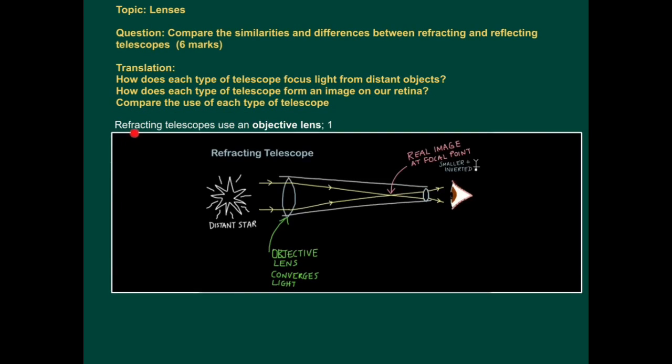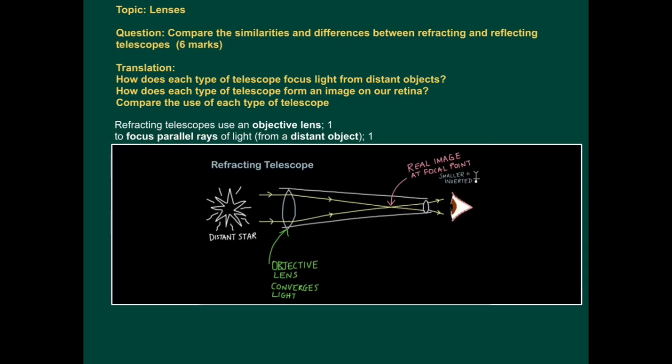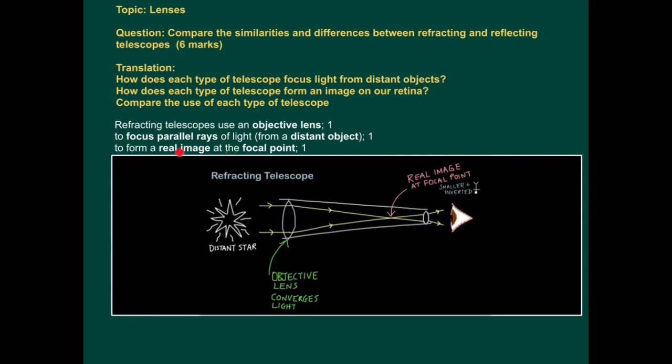So firstly, refracting telescopes use an objective lens to refract or focus light. So an objective lens will focus parallel rays of light, so rays of light coming in with an even spacing between them from distant objects. So parallel rays of light from distant objects to form a real image at a focal point.